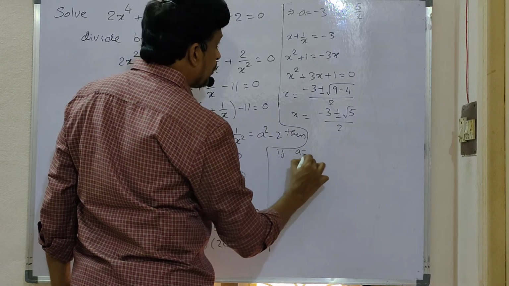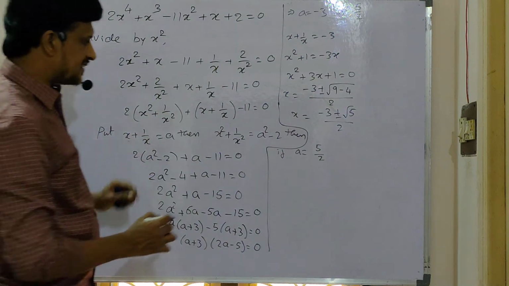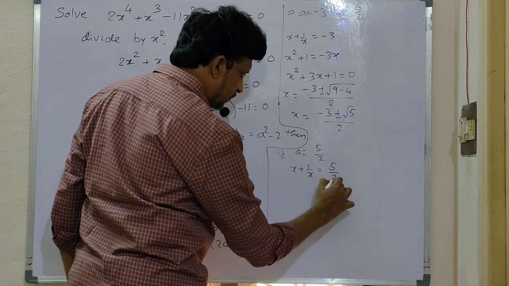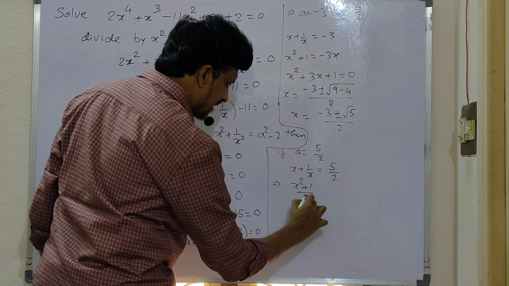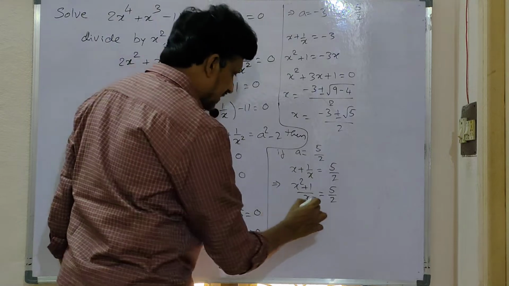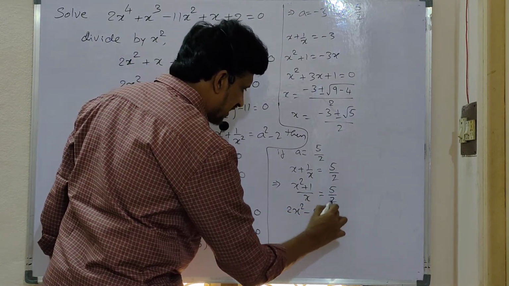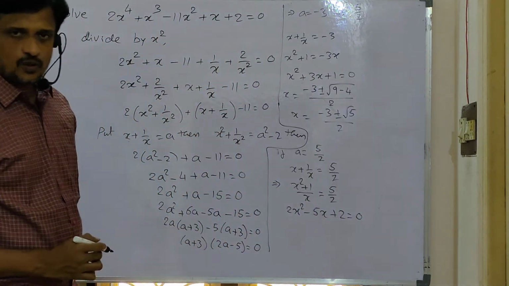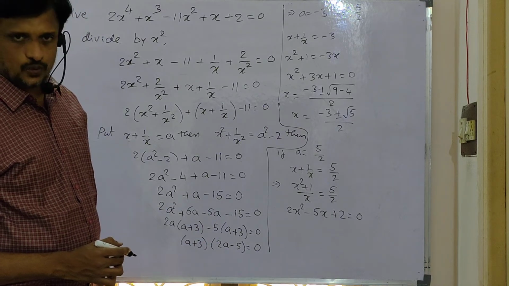So if a is equal to 5 by 2, a means x plus 1 by x. So x plus 1 by x is equal to 5 by 2. Again take the LCM, then x square plus 1 by x is equal to 5 by 2. Now cross multiplication gives 2x square minus 5x plus 2 is equal to 0. So we got another quadratic equation in x whose solution gives the remaining two roots.